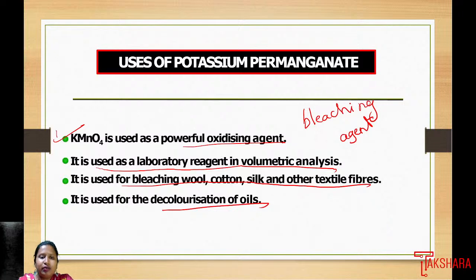So all these four uses are very, very important. Maybe they will ask for 2 marks: give any two uses of potassium permanganate, or give any two uses of potassium dichromate, there is a chance of being asked for 2 marks. So then next we'll move on to the next concept.